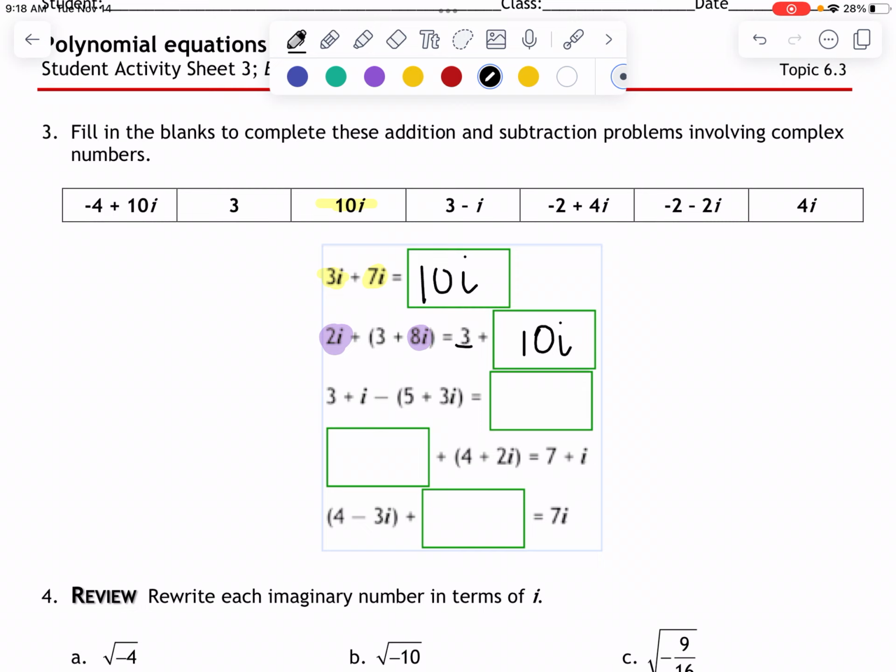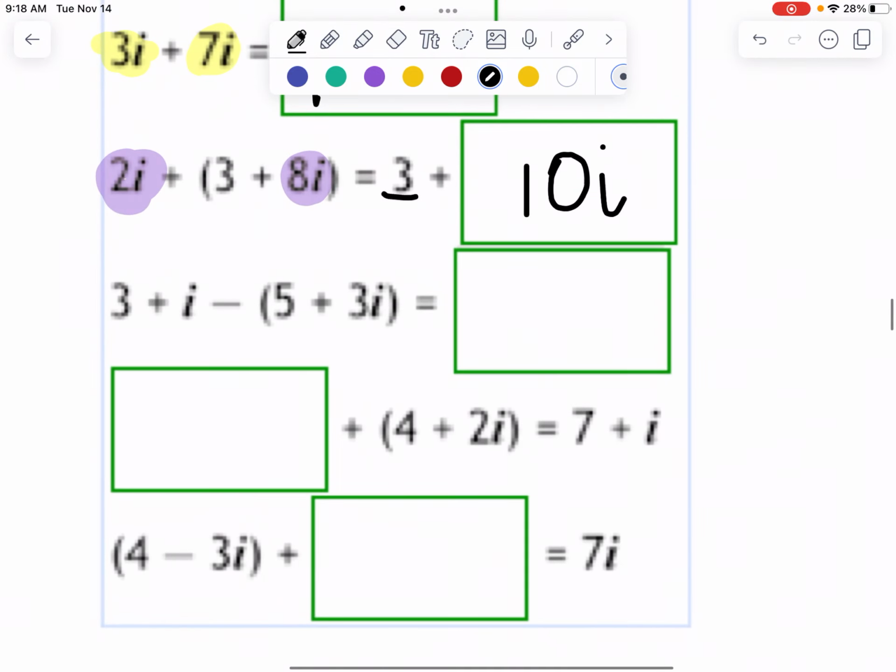All right, so taking a look at the next one, I'm seeing 3 plus i minus that 5 plus 3i. I know that we're apt to make mistakes with those signs, so I'm going to go ahead and distribute that negative through. Okay. So I combine, I have 3 plus negative 5, that gives me negative 2. I have an i plus a negative 3i. I add those coefficients. Remember, there's an imaginary 1 hanging out in front of that i, so 1i plus negative 3i is going to give me a negative 2i.